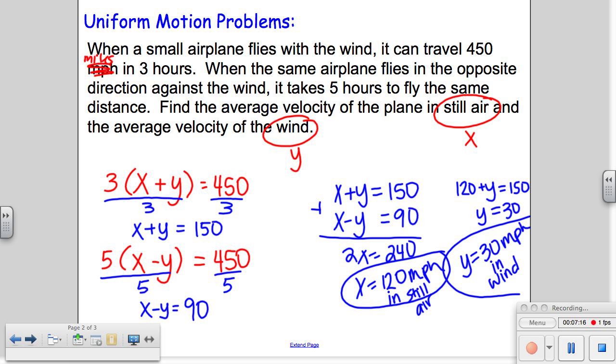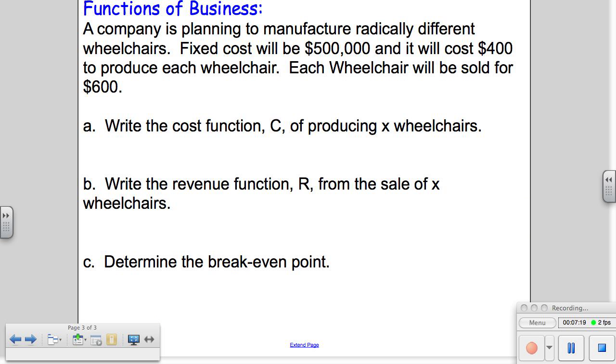Okay, let's take a look at one more example, and this is going to be functions of business. So this is using systems of equations in the business world. A company is planning to manufacture radically different wheelchairs. Fixed cost will be $500,000. So that means that it's going to cost that amount of money no matter how many wheelchairs we make. That's for things like the building and the employees and the machines and things like that. It's going to cost $400 to produce each wheelchair. Now, each wheelchair is going to be sold for $600.